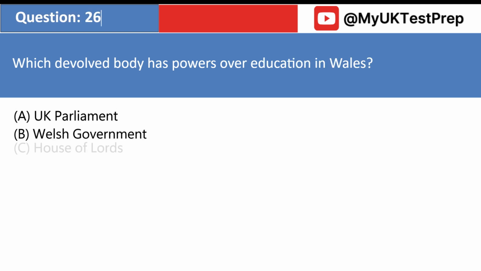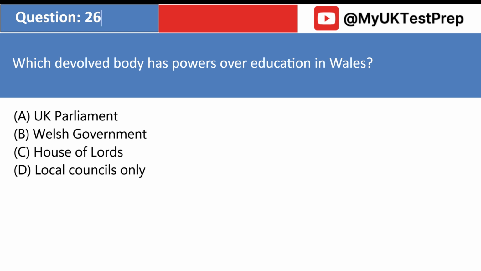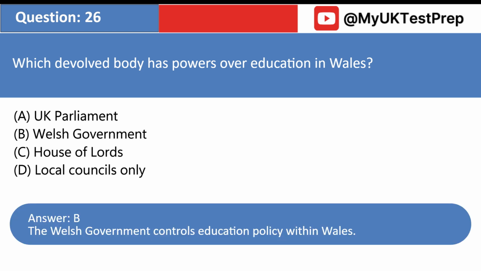Which devolved body has powers over education in Wales? A. UK Parliament. B. Welsh Government. C. House of Lords. D. Local councils only. Answer: B. The Welsh Government controls education policy within Wales.